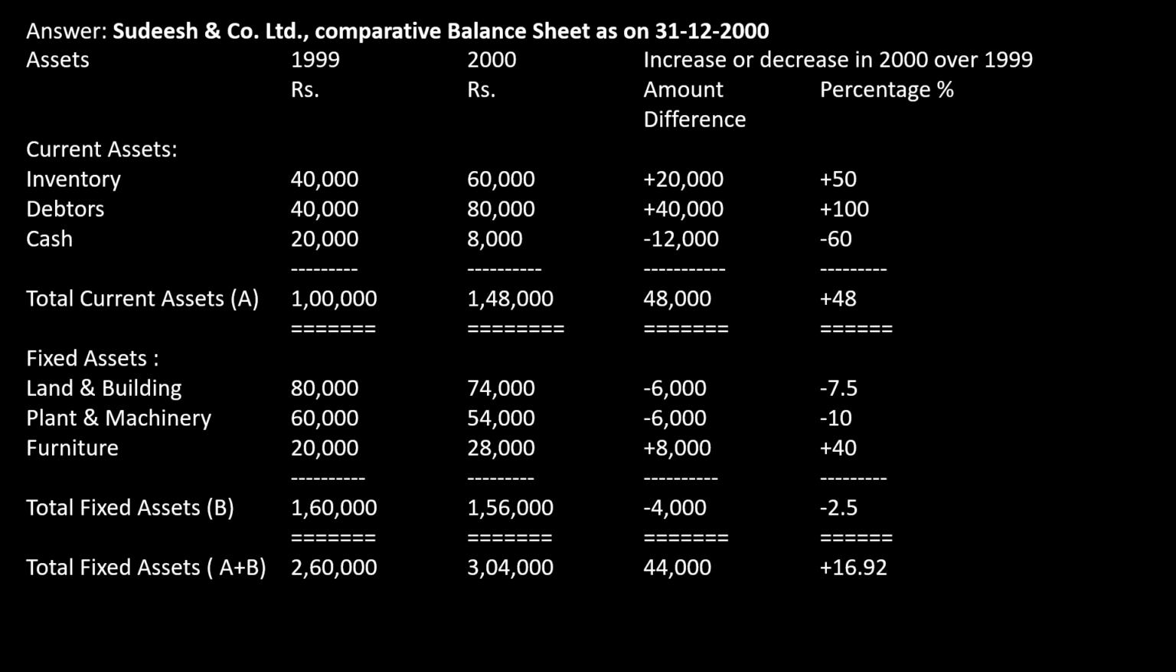A and B together will give me 2,60,000. Then for 2000 it is 1,48,000 plus 1,56,000, which is 3,04,000. Again, now you write the columns row-wise. 2,60,000 is the last year total. Current year total is 3,04,000. What is the difference now? 44,000. As you did earlier, 44,000 divided by 2,60,000 into 100 will give me 16.92% for your assets. Since I don't have enough space here, I've done the liabilities in the next slide. We'll go to the next slide now.